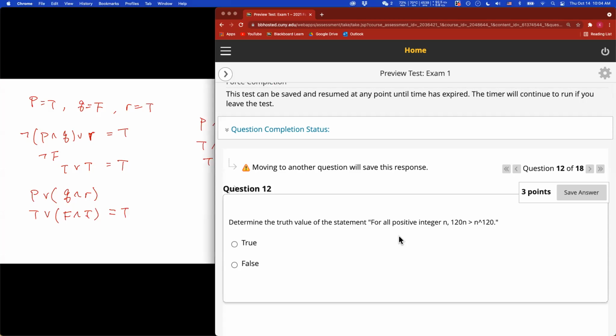Okay, next. For all positive integer n, is it true that 120n is greater than n to the 120? Now here the answer will be no. If you look at that, when n is small, then this might be true, but you can find a counterexample. When n is 120, 120 times 120 is definitely less than 120 to the 120. So this is false. You can find a counterexample.